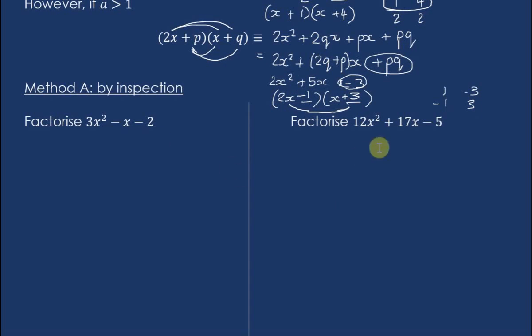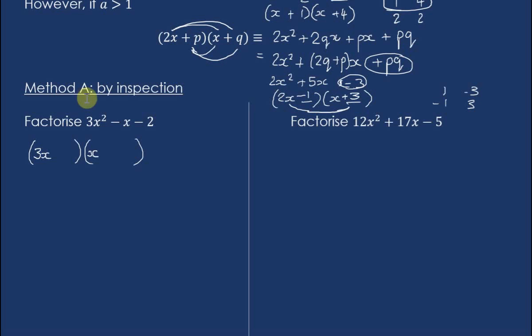I've got two examples here to show you how it can sort of differ in difficulty even in this. Let's have a look at this first one. So I'm going to put my double bracket out ready. Now this is a nice easy-ish one because this number here is a prime number. So there's only one way that we can get 3x squared by multiplying the first two terms, and that's by multiplying 3x by x.